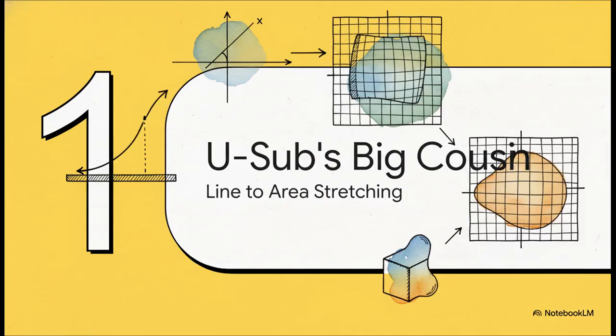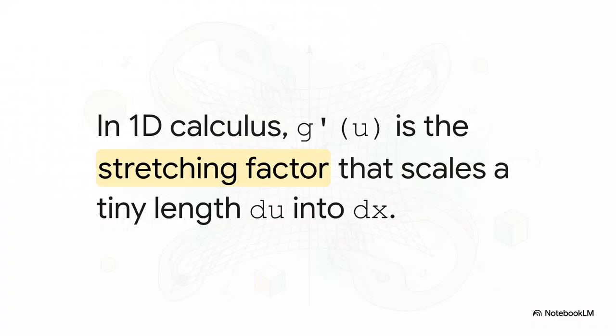To really get the Jacobian, we've got to go back to its family roots. You can think of it as the big cousin to the derivative from u sub. But while that derivative was busy working on a one-dimensional line, the Jacobian is playing a much bigger game, with entire areas and volumes. Let's reframe something you already know. That g prime of u term wasn't just some random piece of algebra you had to memorize. No, it has a real job. It's a stretching factor. It tells you exactly how much a tiny little step in the u world, du, gets stretched out or shrunk down when you transform it into a step in the x world, dx.